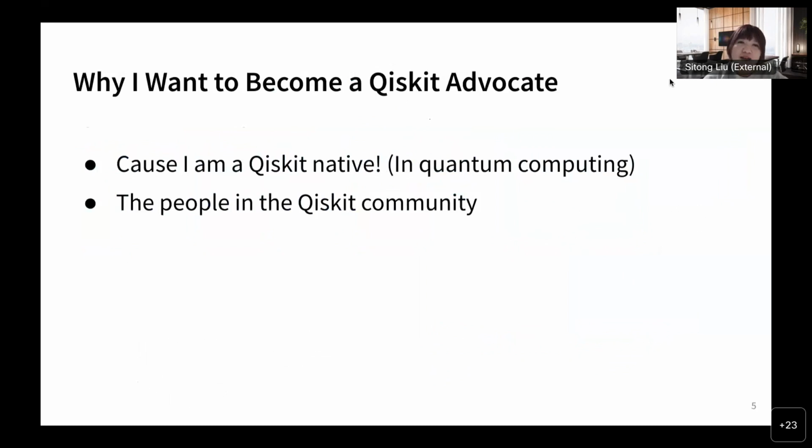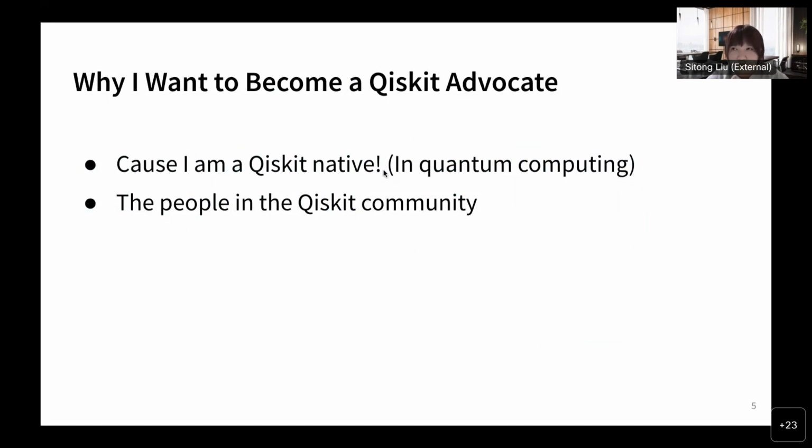About the motivation, why I want to become a Qiskit Advocate. The first reason is that I am a Qiskit native. As I said, my native language is Chinese, but in quantum computing, Qiskit is my native language, because when I first started learning about quantum computing, the material I used most often was the Qiskit textbook.